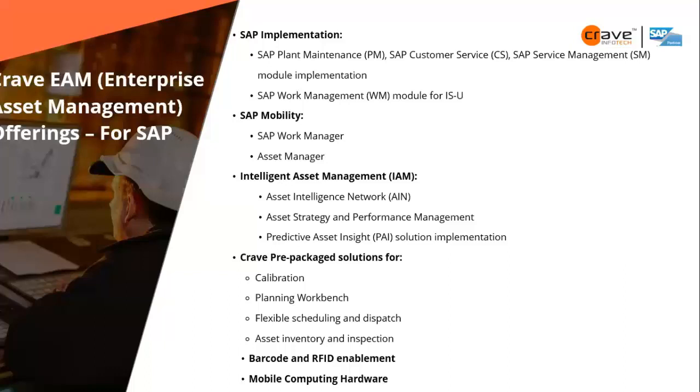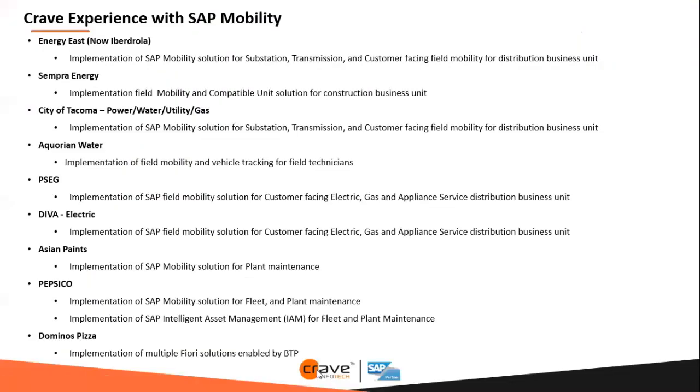So we have our own product called C calibration. C calibration planning workbench will be used for the planner. Then flexible scheduling, where you can schedule your work and assign it to multiple resources, asset inventory, barcode and RFID, and mobile computing hardware. So these are our solutions. We have implemented this mobility at Sempra Energy. So these are our customers where we have implemented the mobile solutions.